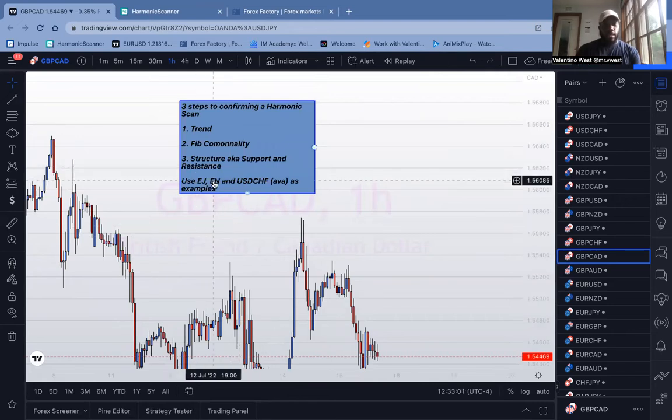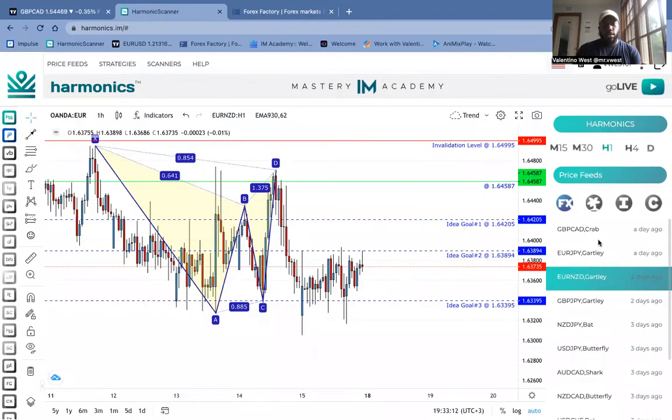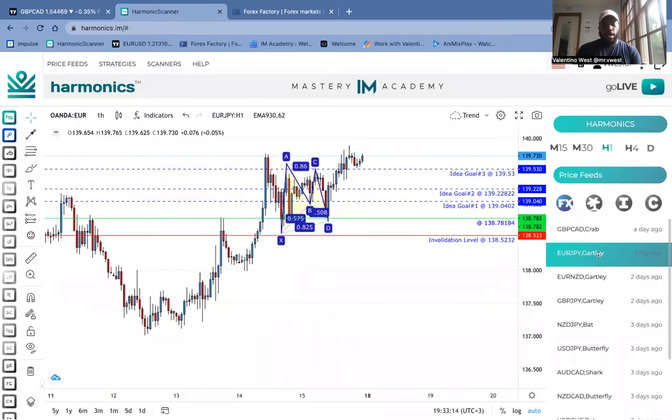I did get into EN, but EJ and USD Chef I was not able to get into, but I'm going to explain them regardless because I would have gotten in them if I could have. So EJ is Euro JPY. And we can already see this trade won, but why did it win? And why would I have entered this? We can kind of see already.